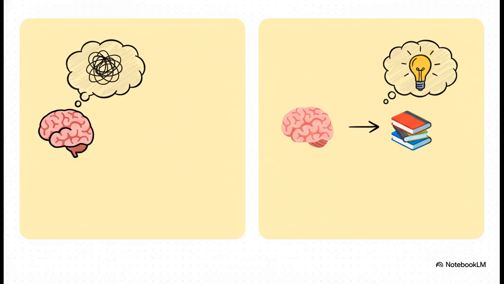So, the most important point is this. A standard LLM is just guessing from memory. But a RAG-powered agent, it's answering with evidence. And that one simple change makes a world of difference in its accuracy and how much you can trust it.